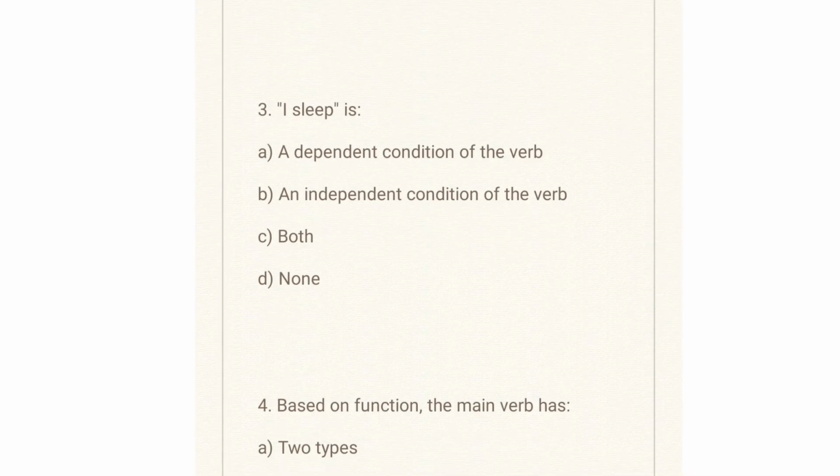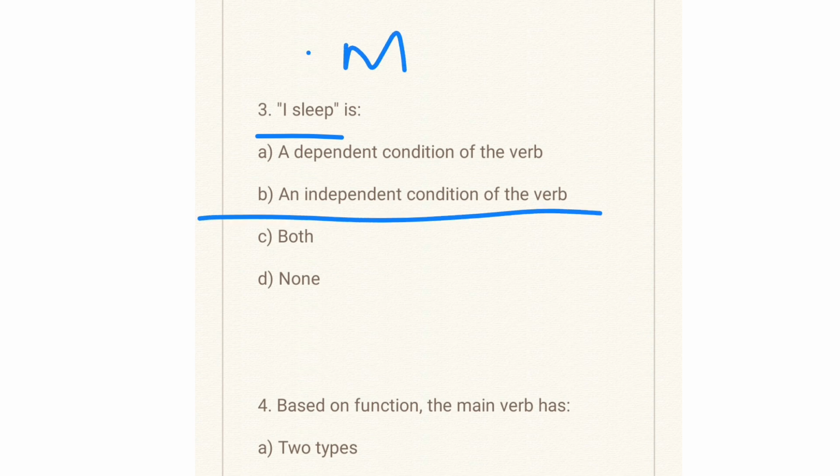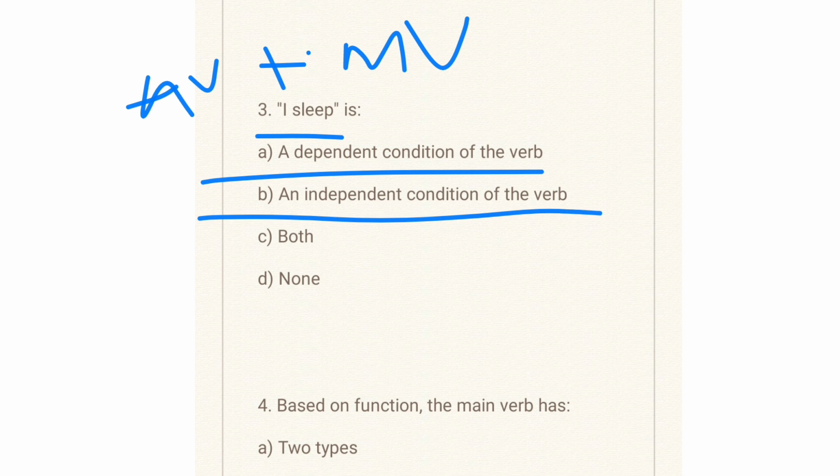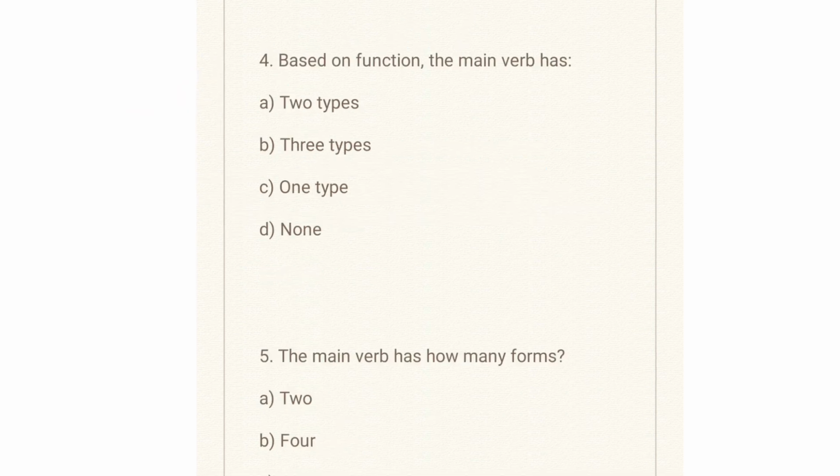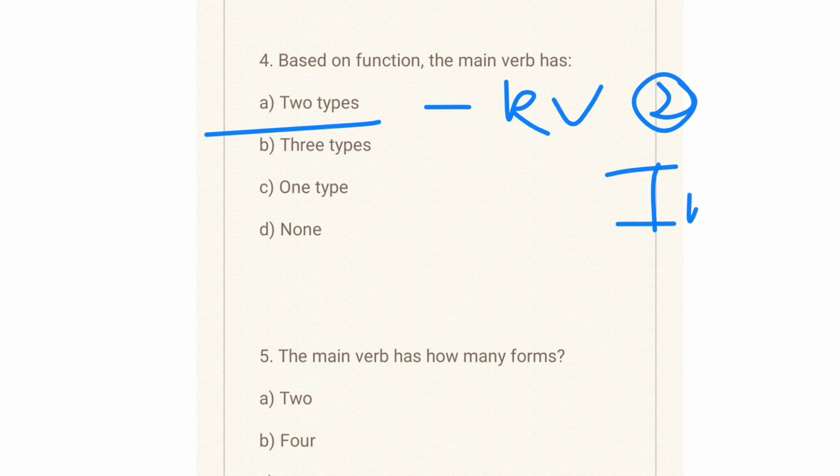Third question: I sleep. Which type of main verb is this? Dependent or independent. It is an independent main verb because only the main verb is present. But if an auxiliary verb is also present with it, then it is a dependent main verb. Fourth question: based on function, how many types does the main verb have? Two types: one is regular verb and another is irregular verb.